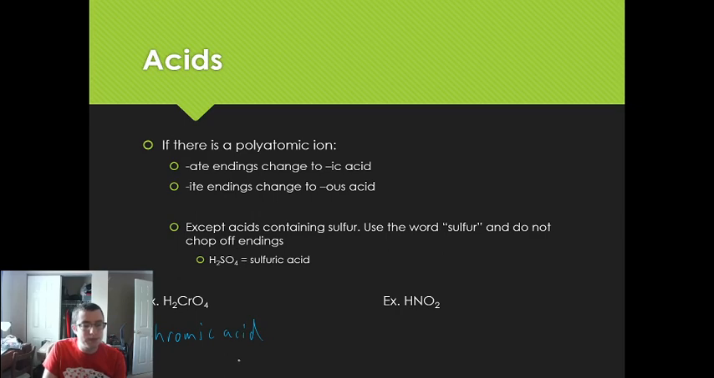Easy peasy lemon squeezy. For this one, I've got NO2, so if we check that out, that is again a polyatomic, so no hydro. We're going to start with nitrite. And again, we need to chop off the end. Since the ending was ite, we're going to change it to ous. So that's going to be nitrous acid. And that is all there is to it.